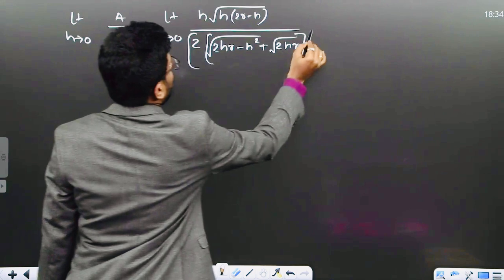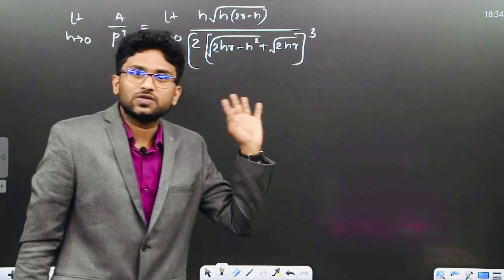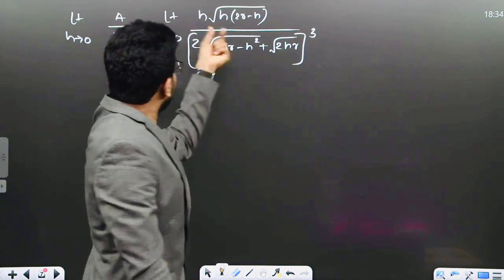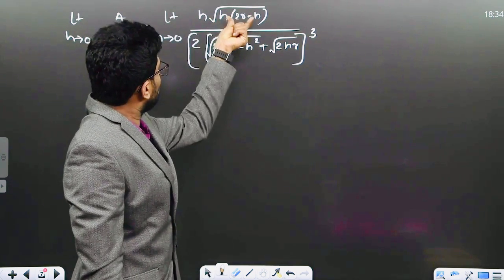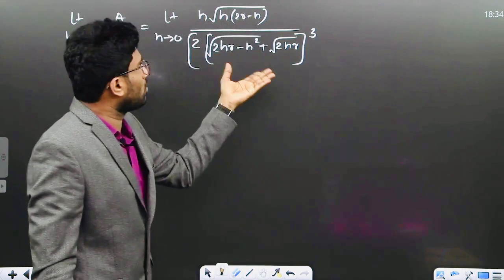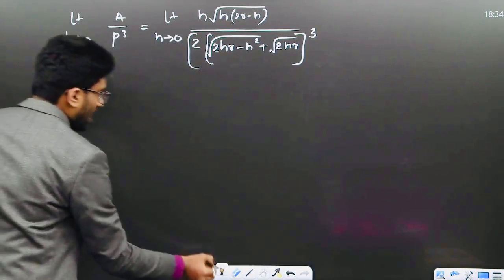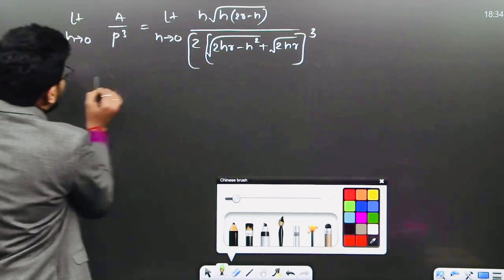Everything is being cubed. Now this is what they are asking. Imagine, friends, if you substitute H equals 0 and apply the limit: 0 times something, the numerator will be 0, and the denominator will be 0. So you get a 0 by 0 indeterminate form, so you are not supposed to take that. Now let's do something here.